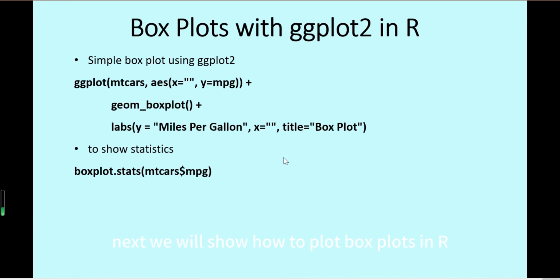Next, we will show how to plot box plots in R programming. Usually we will use the ggplot2 package, with the function ggplot, then with the data frame. Here we use the mtcars data frame. Then we will show the value of mpg, so we just set y here, x empty. Then plus, the ggplot function uses chained functions. So this is the first function, then with the plus symbol, another function called geom_boxplot, then plus a labels function.